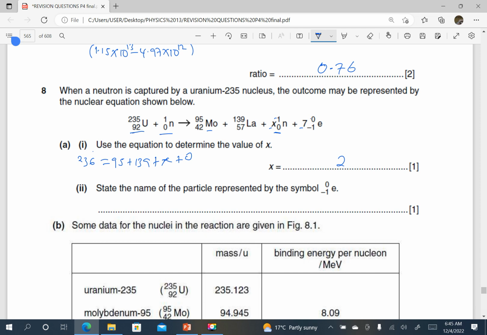State the name of the particles represented by this one. Of course, these are beta particles or electrons. That is a beta particle. Beta particle or the electron.